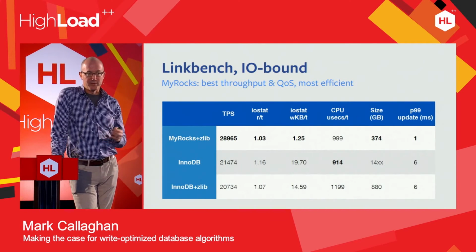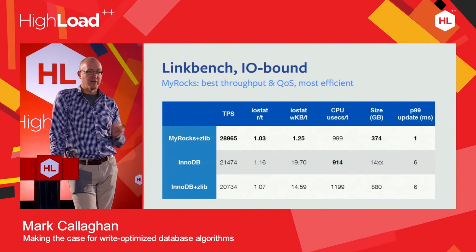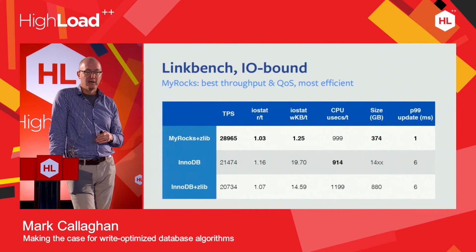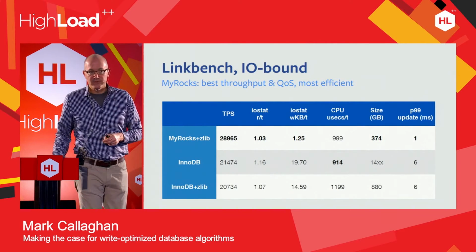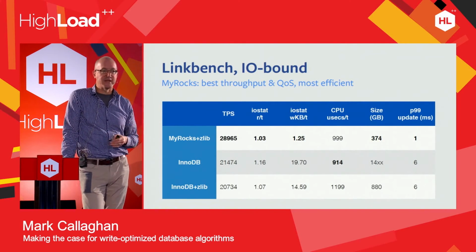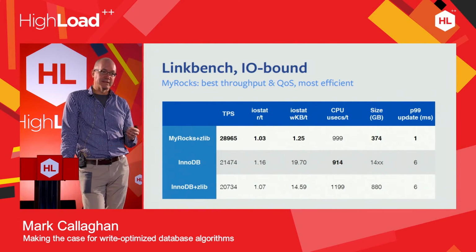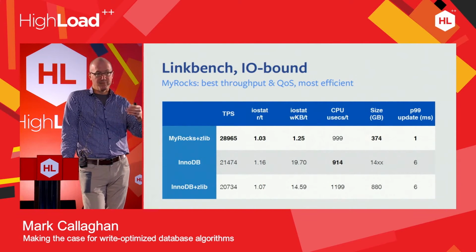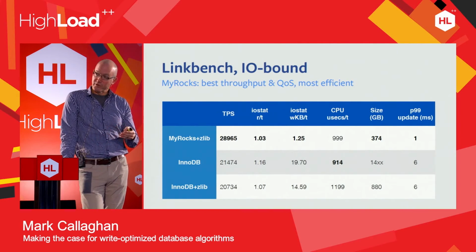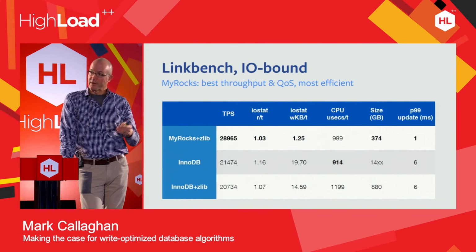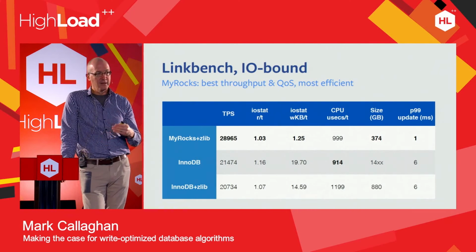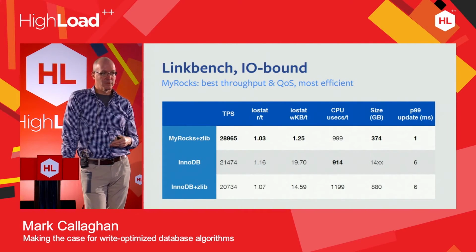The first is throughput in transactions per second. MyRocks beats compressed and uncompressed InnoDB. If we look at the reads per transaction measured from iostat, they're about the same between MyRocks and InnoDB, with and without compression. No big deal. MyRocks is actually matching the B-tree on read efficiency from a storage perspective, which is something I frequently see in my performance work.